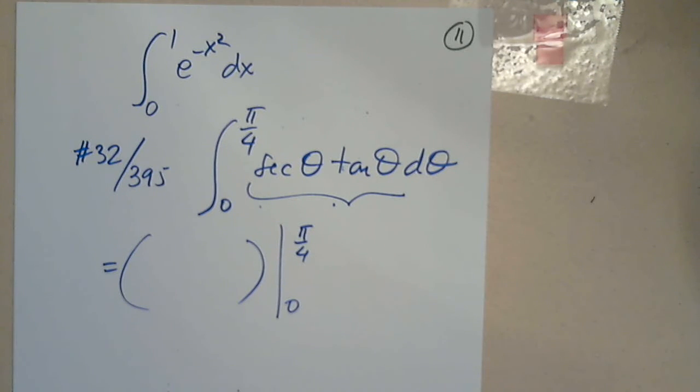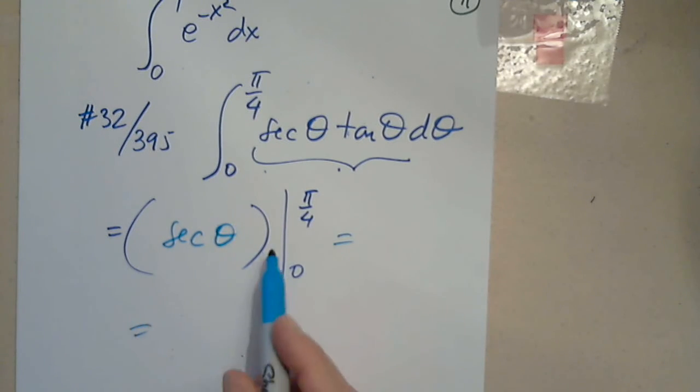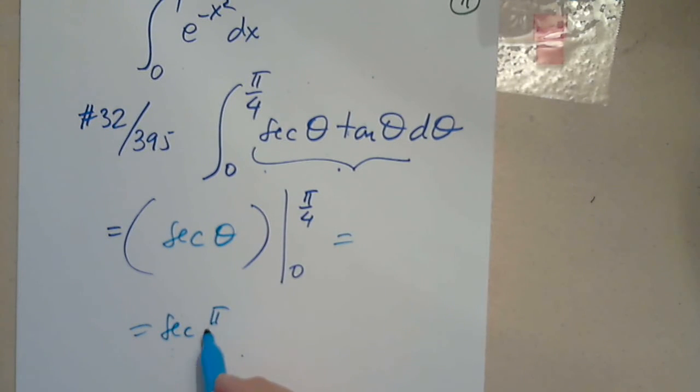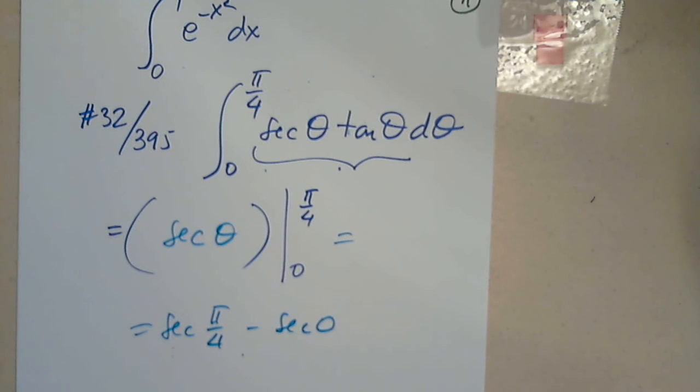Is it secant? Very good. So when I plug in pi over 4, I get secant pi over 4 minus secant 0. That's it. So let's calculate.